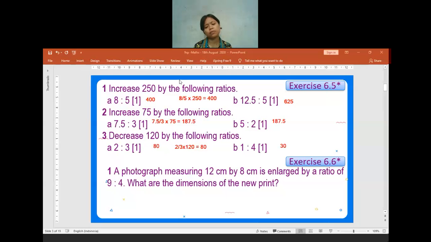27 centimeter by 18 centimeter. Okay, good job. Is there anyone who got confused about getting 27 and also 18 centimeter? Since we already have the ratio 9 to 4, we can change it into a fraction. So 9 out of 4 times 12 equals 27 centimeter, and also 9 out of 4 times 8 equals 18 centimeter. So the new dimension will be 27 centimeter by 18 centimeter.